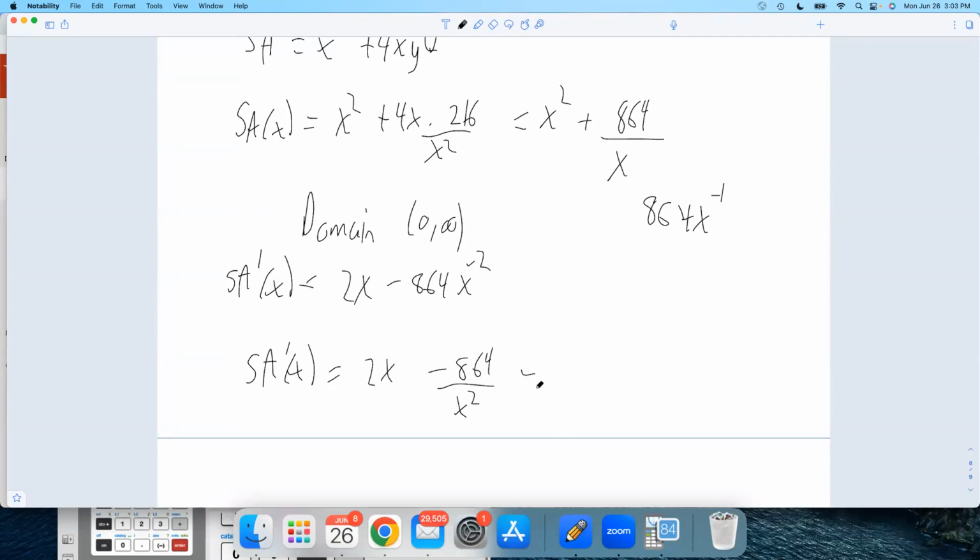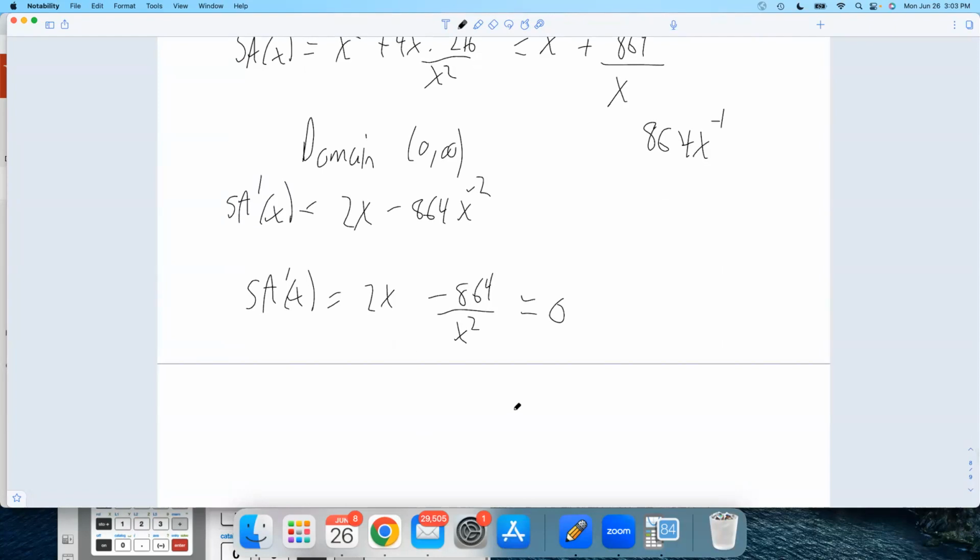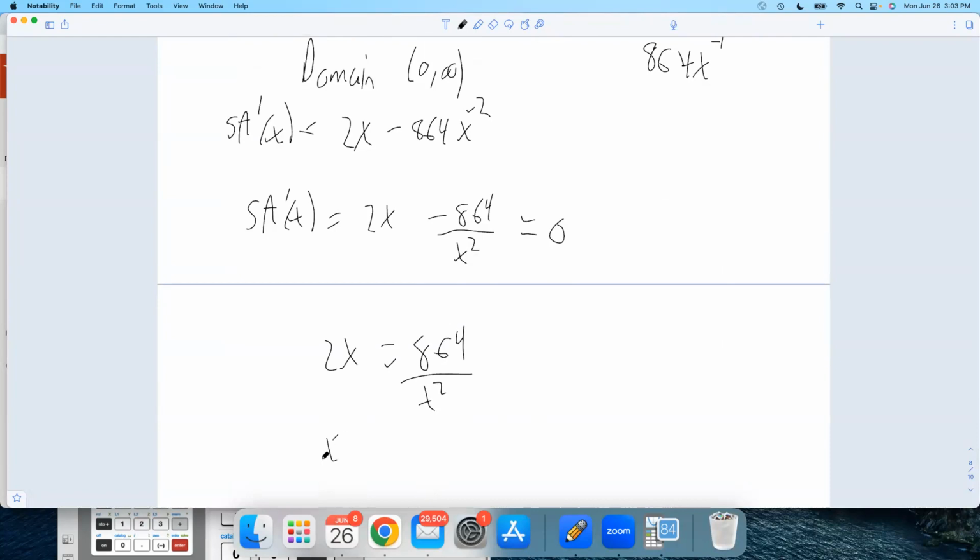I want to find all my critical values by setting that equal to 0. I already know I have a point that'll have to go on my sign chart. x is not allowed to be 0. I want to find where this whole thing equals 0. We could easily solve that: get this negative term to the other side, multiply the x squared up, divide the 2 over, and you get x cubed equals half of 864, which is 432. So x is the cube root of 432, which does simplify. You could check this on your own. That is 6 times cube root of 2.